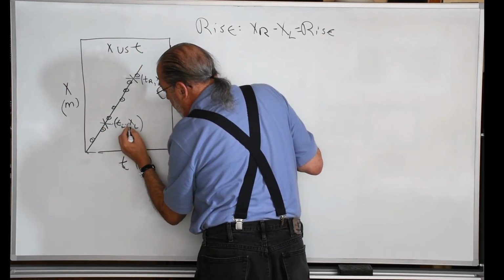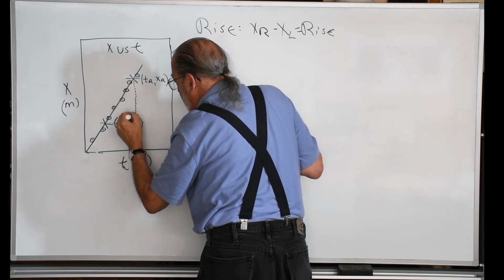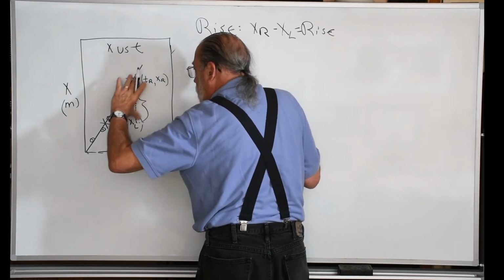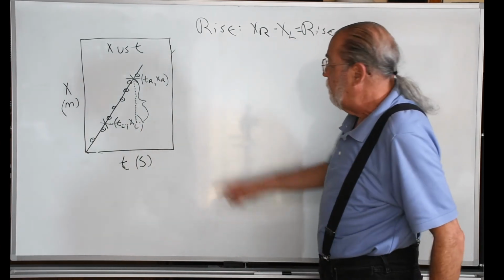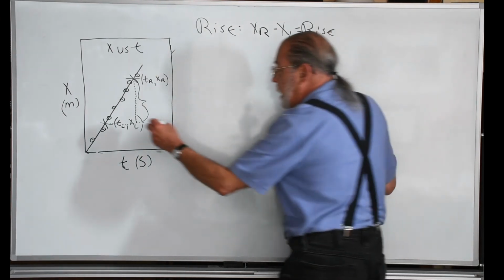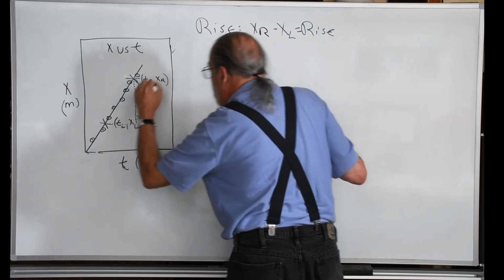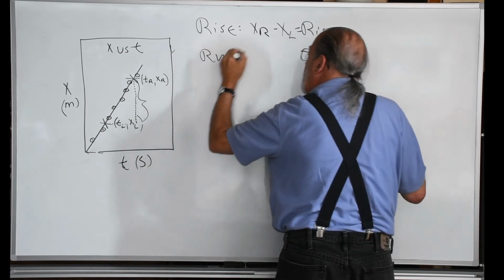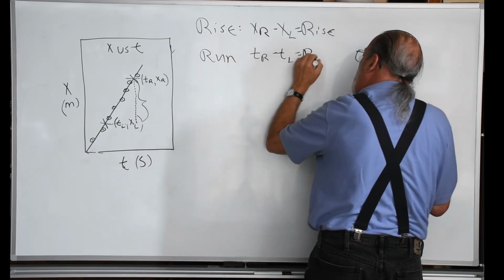If I make a right triangle connecting those 2 points, this dimension right here is the rise. This coordinate minus this coordinate. The vertical coordinate difference is the rise. The run is this distance. In this case, the run is the time for the right point minus the time for the left point.